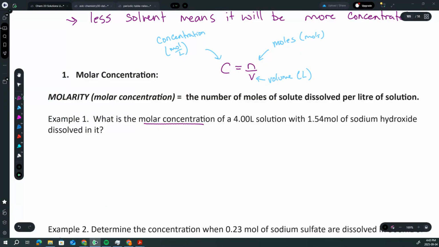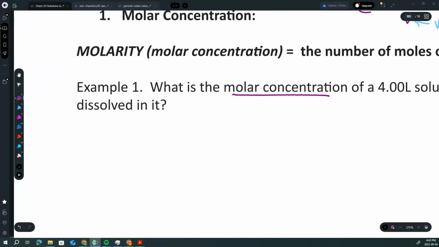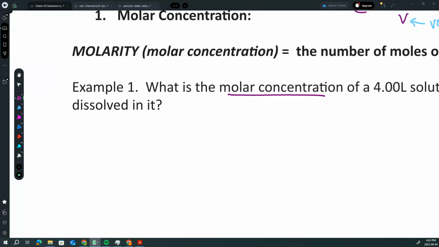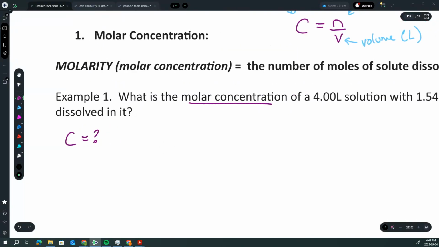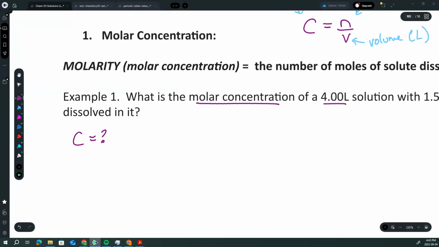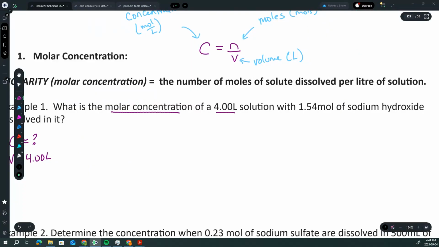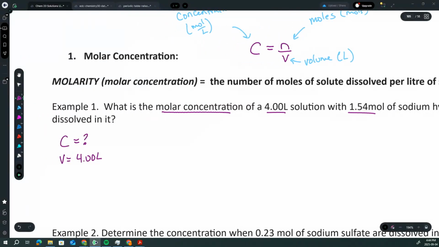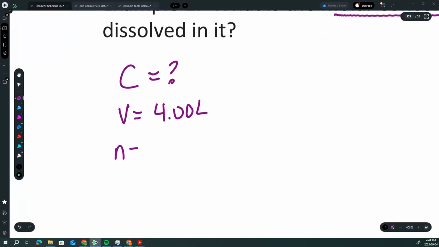All right, now back to the example. Let's write out our list of givens. Since it's saying what is the molar concentration, we have no clue what that is. Now it's saying that we have a 4-liter solution? Well, liters is a volume, so I'm going to say volume is equal to 4 liters. And then we have 1.54 moles. That's going to be moles.